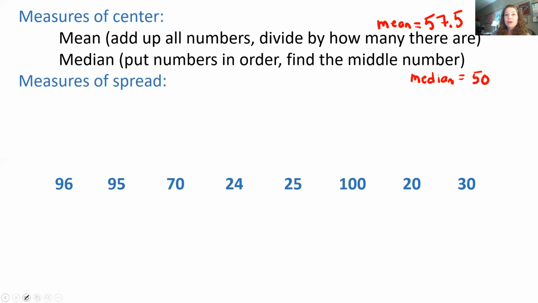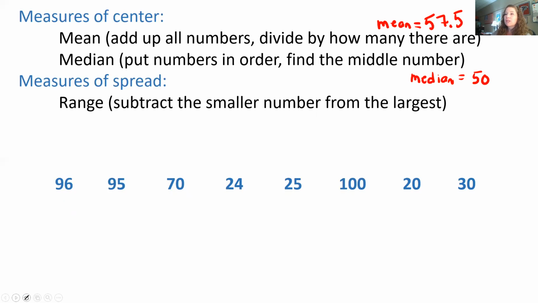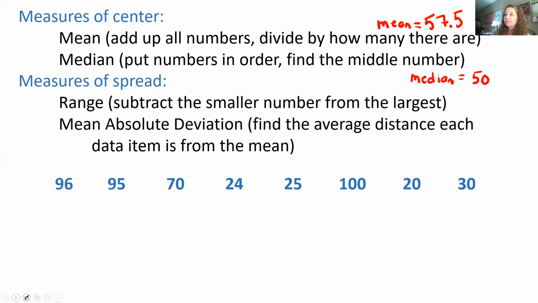The reason we want to talk about spread is because we're talking about how varied the data set is, okay? So we're talking about 2 things. We're talking about the range, what separates the biggest and the lowest scores. And we're talking about what we call the mean absolute deviation. The first one is the range, which simply means you take the smallest number and subtract it from the biggest number. The lowest score is 20. The highest score is 100. So the range is 80.